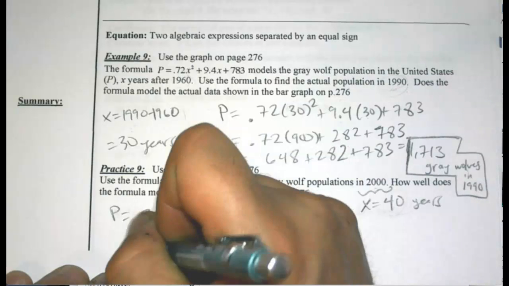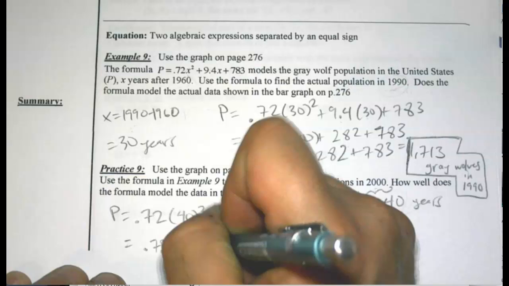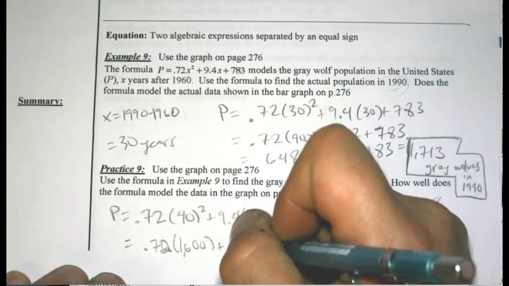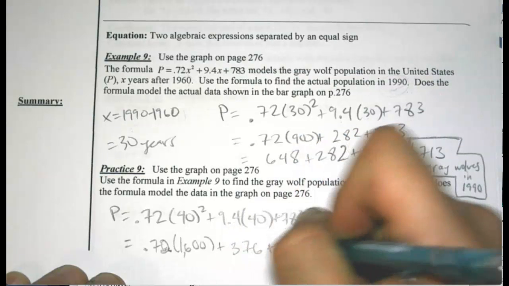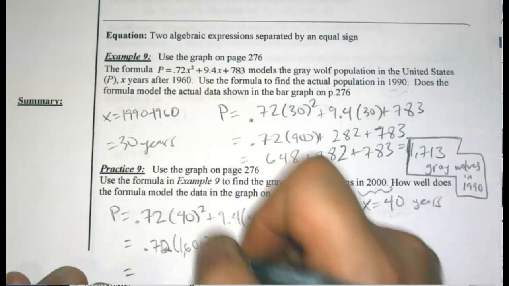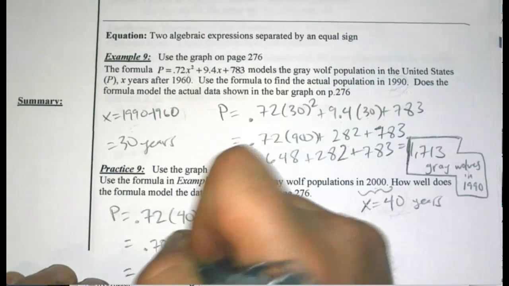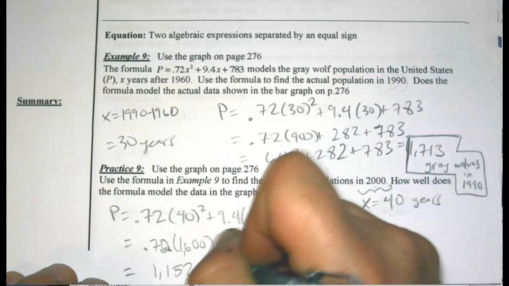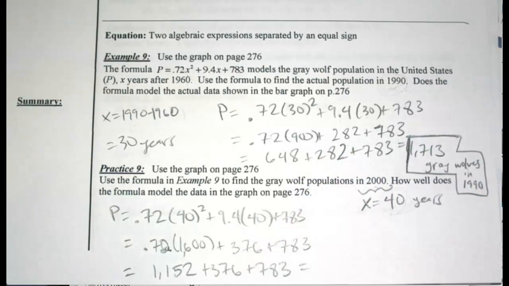40 squared is 1600. Whoops. 0.72 times 1600. 9.4 times 40 is, again, use a calculator. It's 376 plus 783. Here, multiply 0.72 times 1600. That is 1152. Again, I'm using a calculator for all this stuff, so make sure you use one. It's a little too much labor to do all this by hand.